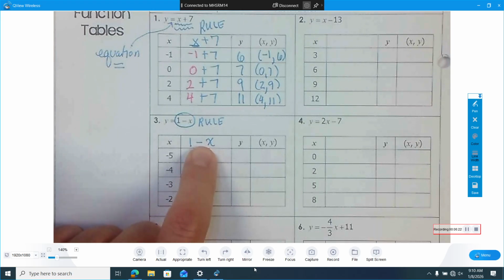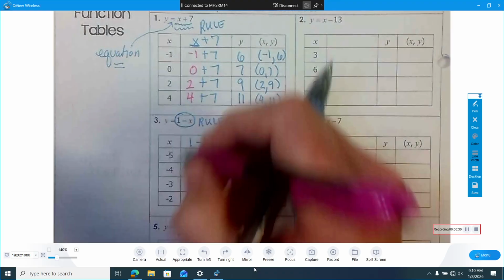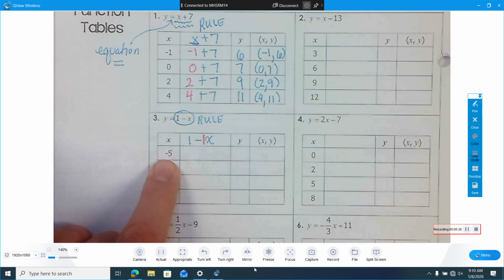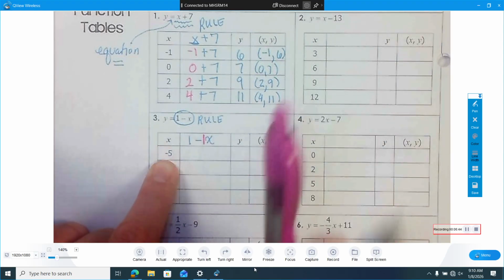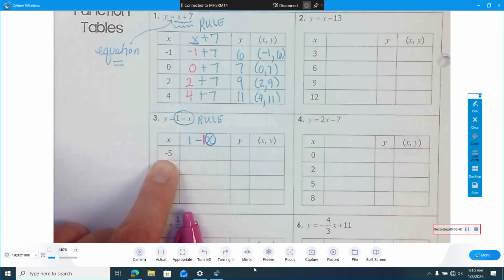There's something missing here. What's missing? A 1. Yeah, there's a little invisible 1 there. -1 times x. I'm going to write that in because that might be really helpful for you. All right. This says we're going to replace the x with a -5. So I want you to be very, very careful as you write this. That -5 has to go right here in place of the x.